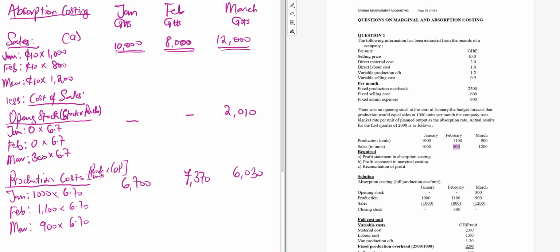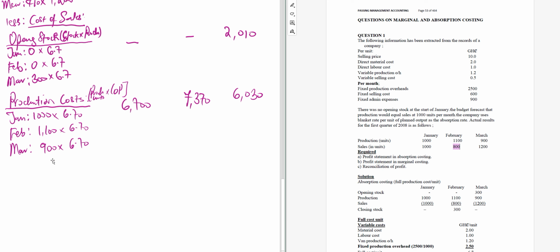Okay, so now that we have this, we are now going to deduct our closing stock. So we are going to less closing stock. So closing stock too, we value, right? The same way, the stock by the production cost per unit. Now when we go to the units, it seems that January there was no closing stock. So closing stock 0 by 6.7, there was no closing stock.